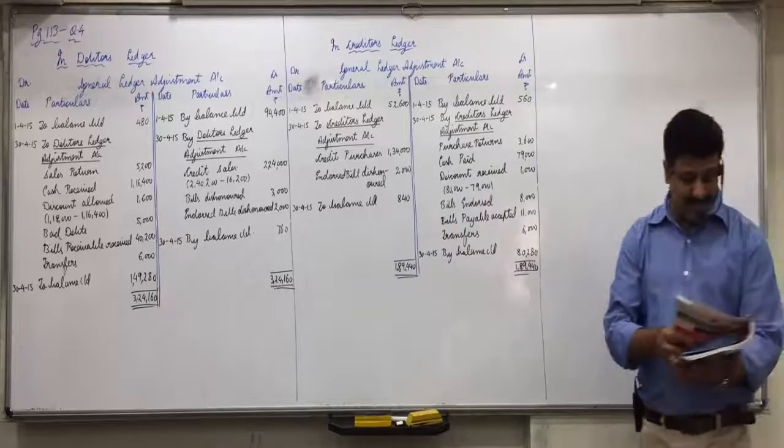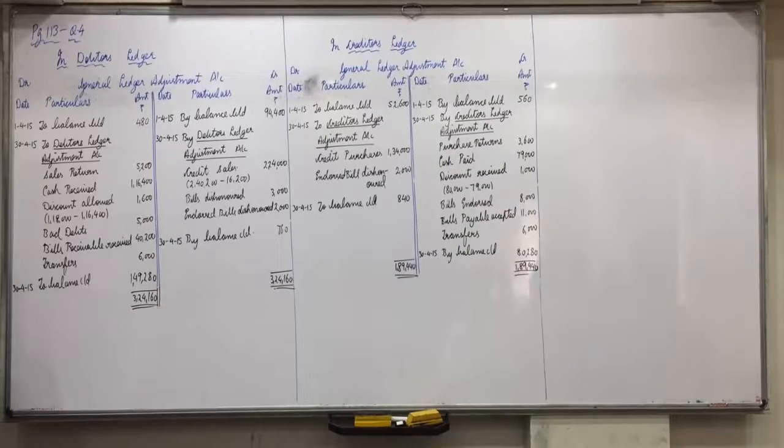Now look at question number 5, what is asked. From the following particulars which have been extracted from the books of Yash and Company for the year ended 30/12/14, prepare adjustment accounts in debtors ledger and creditors ledger. Which account would you make in debtors ledger? General ledger adjustment account. And which account would you make in creditors ledger? General ledger adjustment. So again, direct answer, opposite is asked. Make the same formats.